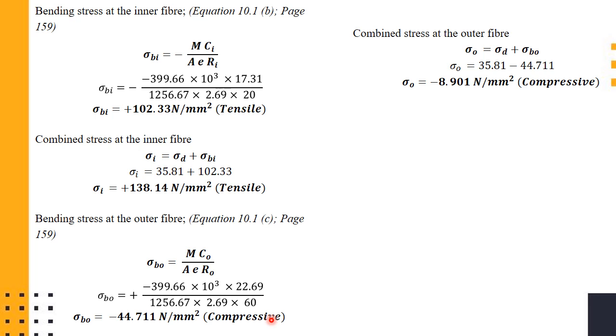Once you have calculated the bending stress at the outer fiber, finally you can calculate the combined stress at the outer fiber, that is sigma o is equal to sigma d plus sigma bo. Sigma d you know, and sigma bo is a negative value. So the stress at the outer fiber will be minus 8.901 Newton per mm square, which is compressive stress generated at the outer surface. It is the combined stress at the outer fiber.